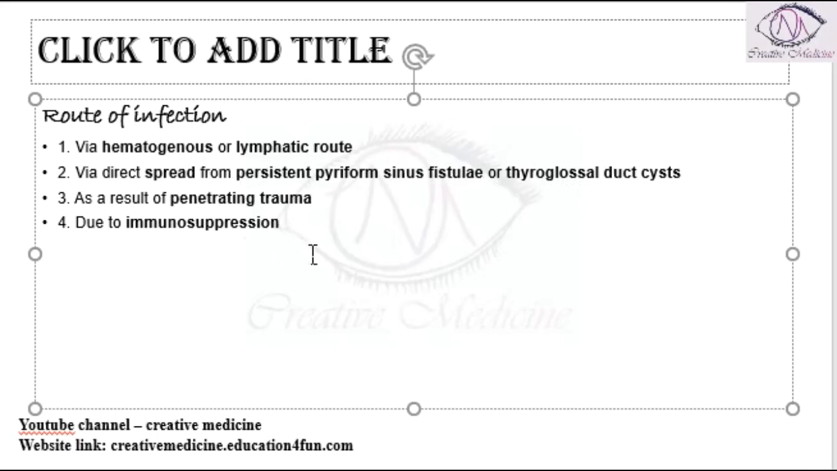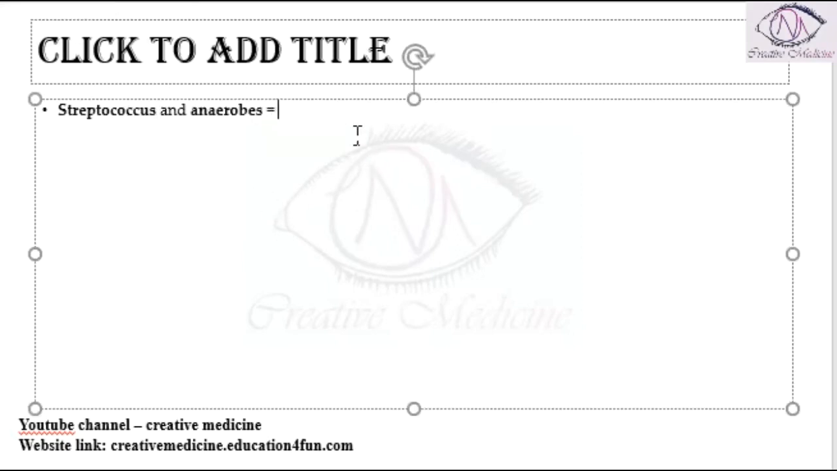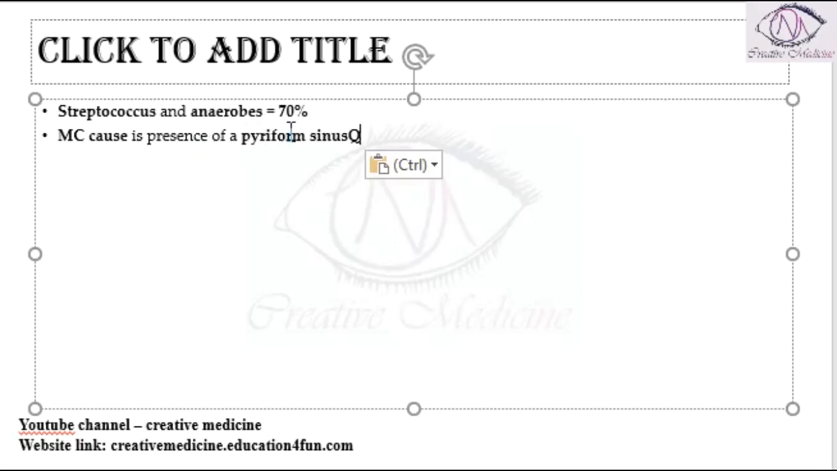It can also come from a direct penetrating trauma, or it can occur due to immunosuppression. So whatever may be the reason, infection can occur in the thyroid. And the causative organisms are streptococci, and anaerobes account for almost 70% of cases of acute suppurative thyroiditis. The most common cause, or most common association, of acute suppurative thyroiditis is the presence of a pyriform sinus, that is most commonly on the left side.